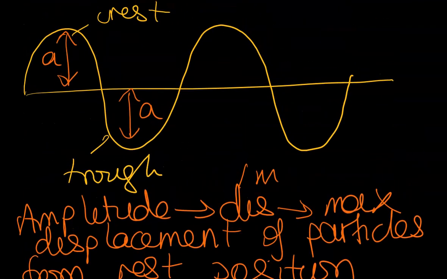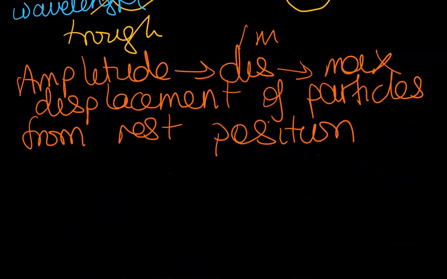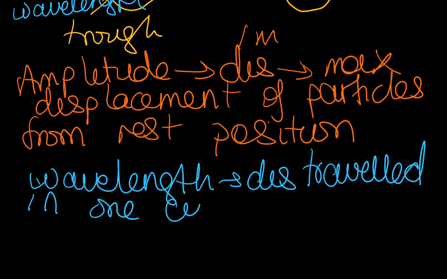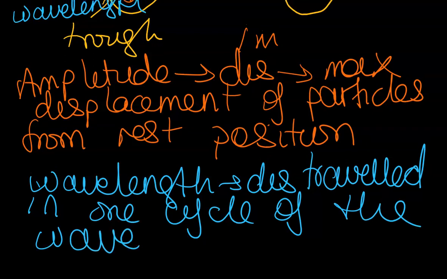Okay? Now, another thing I can show is one cycle of the wave. So one cycle is actually a crest and a trough, and that is denoted by the symbol for wavelength, the lambda. So like the name suggests, a wavelength is the distance traveled in one cycle of the wave. Right? Distance traveled in one cycle of the wave.